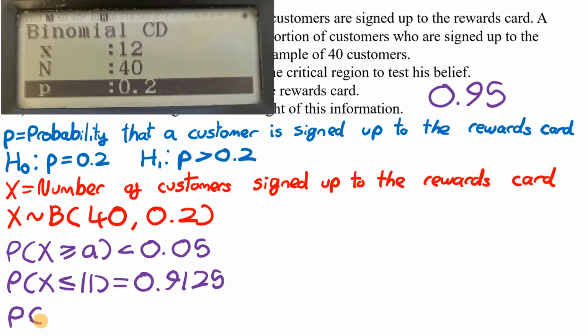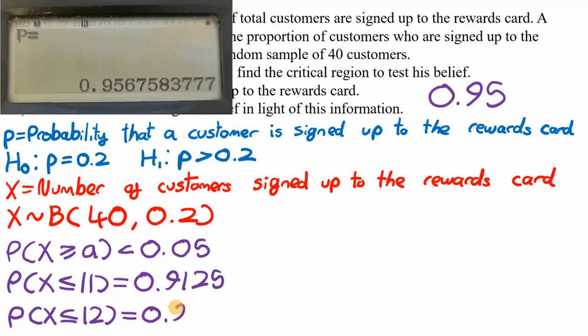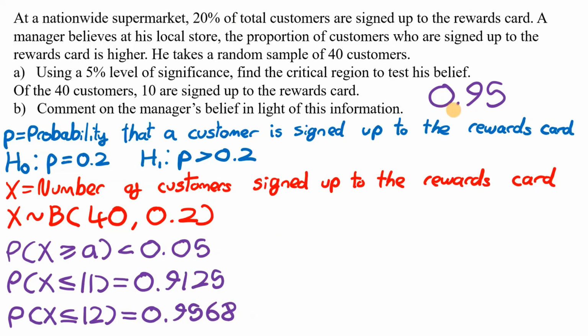So let's find the probability that x is less than or equal to 12 by subbing in x is equal to 12 into our calculator. To 4 decimal places, this is 0.95, and this is bigger than 0.95. Okay, so let's find the probability that x is bigger than or equal to 12. This is in the correct format, the probability that x is bigger than or equal to a, where a is equal to 12.